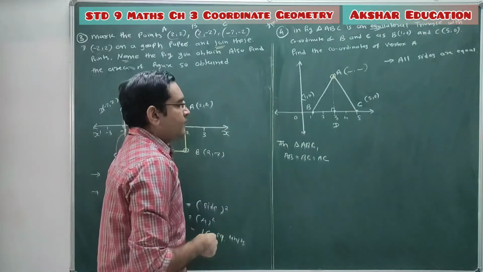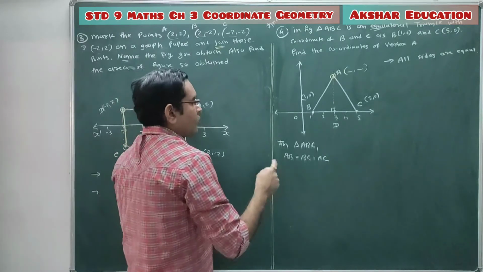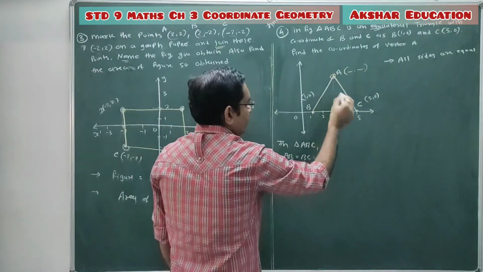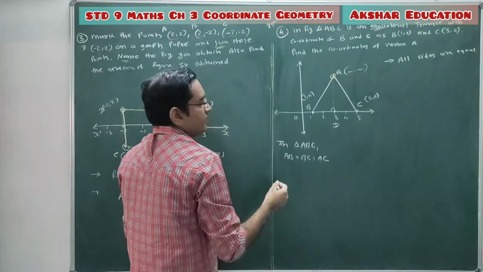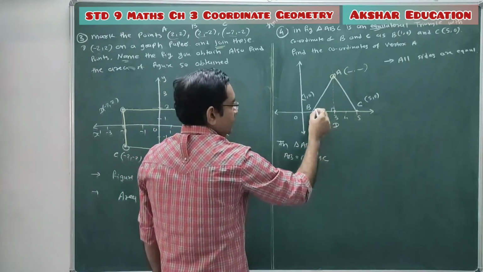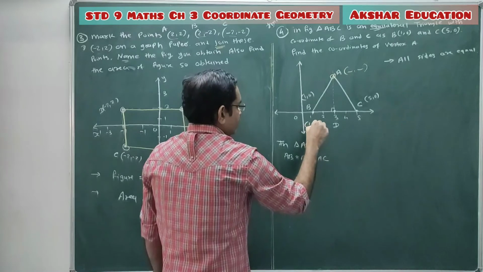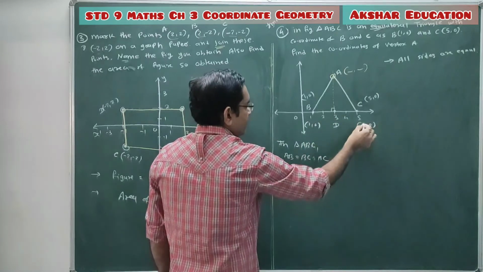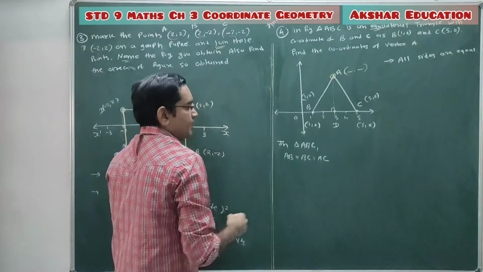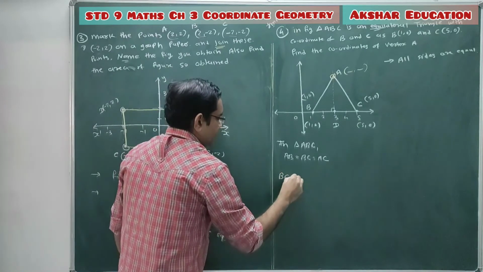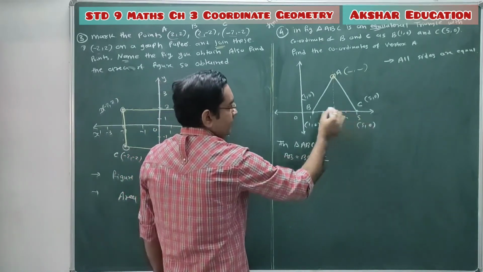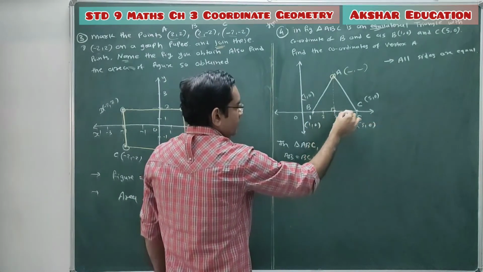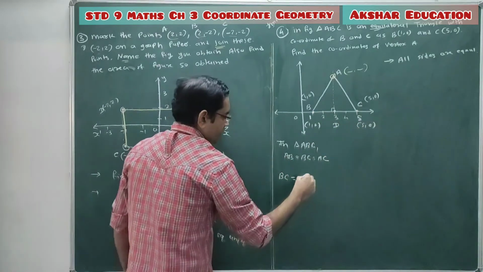So here an equilateral triangle is there, so all sides are equal. From this figure, we can find the length of side BC. What is the length? The length of side BC is nothing but the difference of its x coordinates. Here the x coordinate varies from 1 to 5, so the difference is 1, 2, 3 and 4 units. So the length of side BC is 4 units.